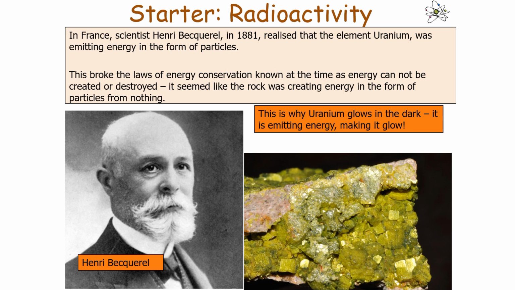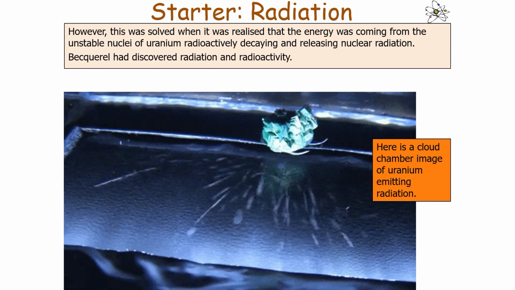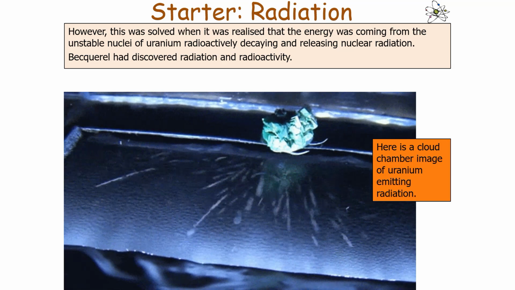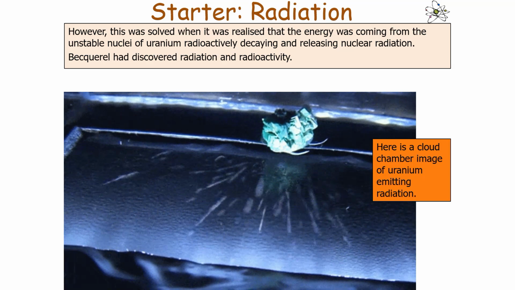So in France, scientist Henri Becquerel in 1881 realized that the element uranium was emitting energy in the form of particles. Now this seemed to break the laws of energy conservation known at the time, because we know that energy can't be created or destroyed, and it seemed that uranium was creating energy in the form of particles from nothing. However, this was solved when it was realized the energy was coming from the unstable nuclei of the uranium itself radioactively decaying and releasing nuclear radiation. So with this, Becquerel had discovered radiation and radioactivity.